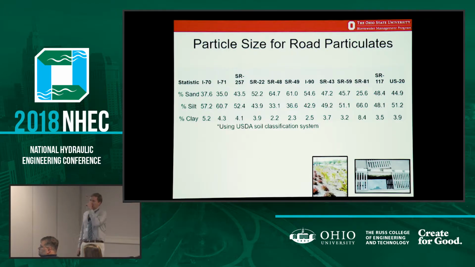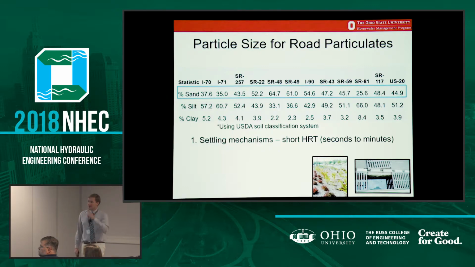Okay, in terms of particle size distribution, these are the sites here along the top row, percent sand, percent silt, and percent clay. I just want to highlight that really the sand was, in general, the majority of the particles coming off the road. This is nice because you can really have a short hydraulic retention time. Something like a vegetated filter strip or a swale is going to drop out the vast majority of those sand-sized particles.